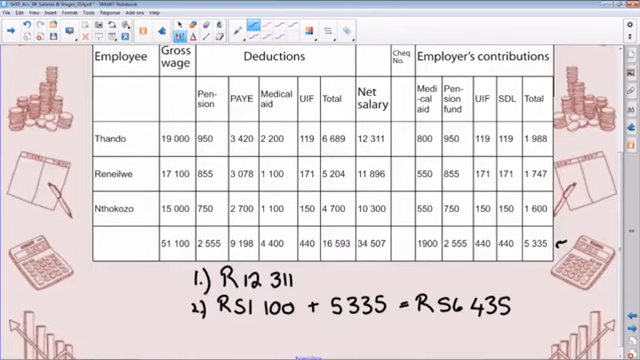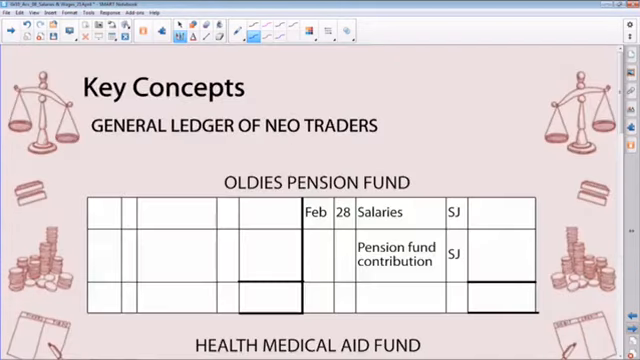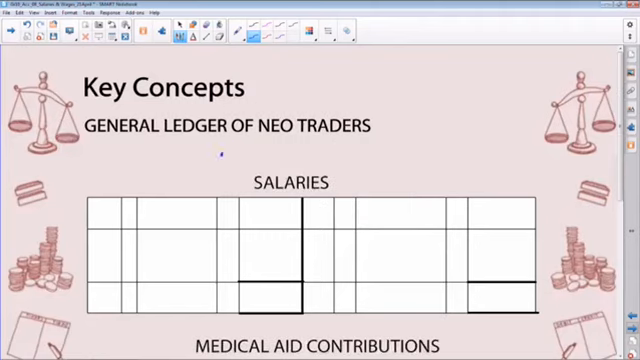Now, your very first column is your gross salary, and that gross salary, we said, it's an expense. So this expense will go to your T account called salary. So let's go and look at it. Remember, in your general ledger, you will have two sections. You'll have your balance sheet section, and under your balance sheet section, you'll have your assets and your liabilities. The next one will be your nominal section. And here it is, your nominal section will be shown here.